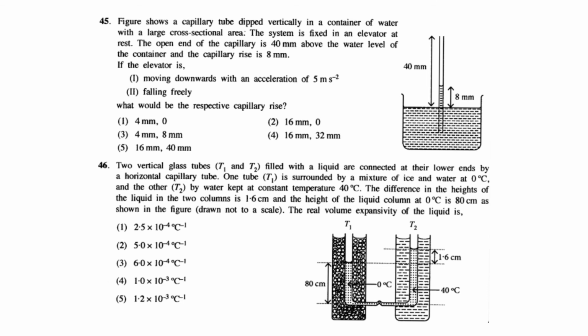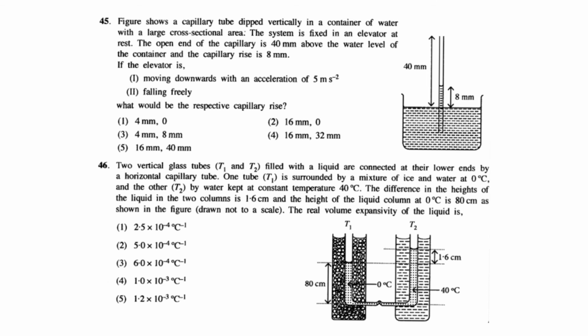With the relationship h is proportional to 1 over g, for the initial situation we can write the capillary rise is 8 millimeter. 8 is proportional to 1 over the acceleration, which is 10, 1 over 10. For the next situation, the capillary rise h dash is proportional to 1 over the effective acceleration, which is 5. h dash is proportional to 1 over 5. By dividing one by the other, we can write 8 divided by h dash equals 5 divided by 10. There you get h dash equals 16 millimeter.